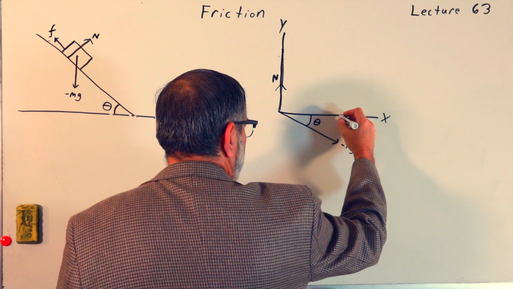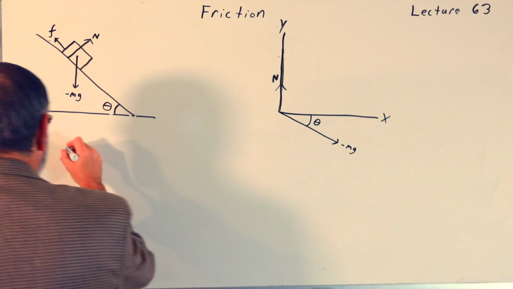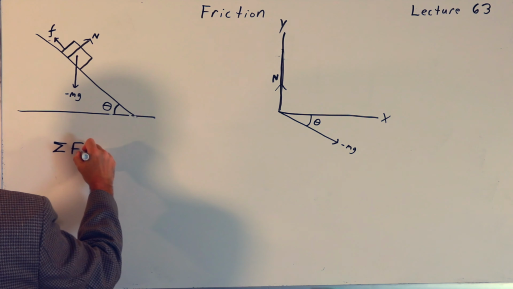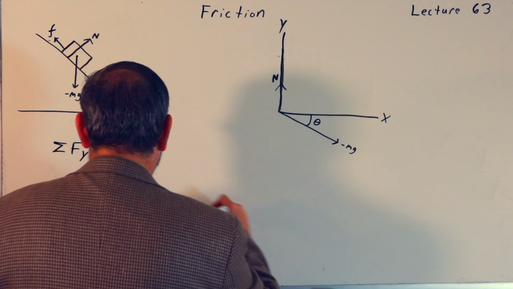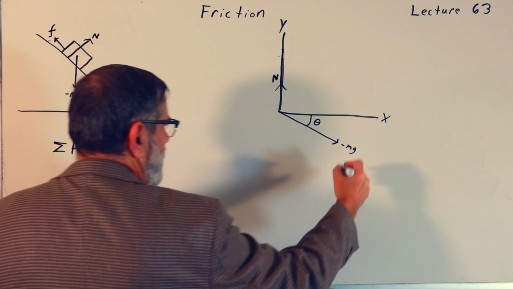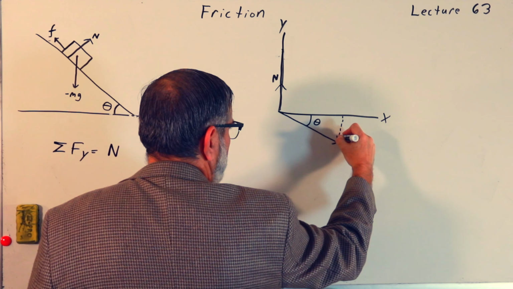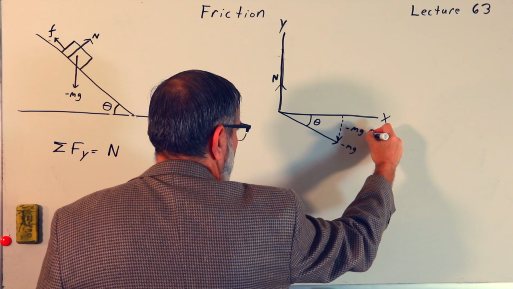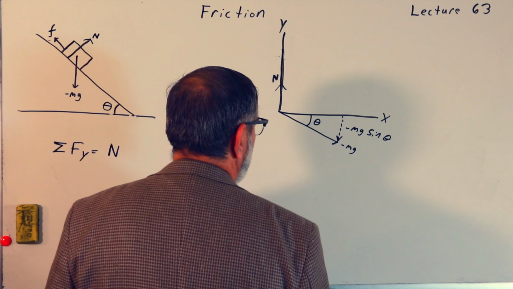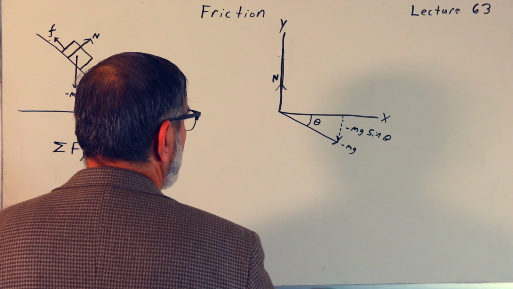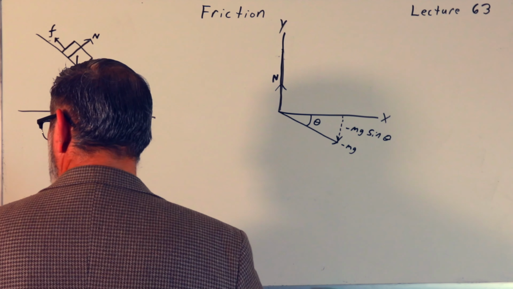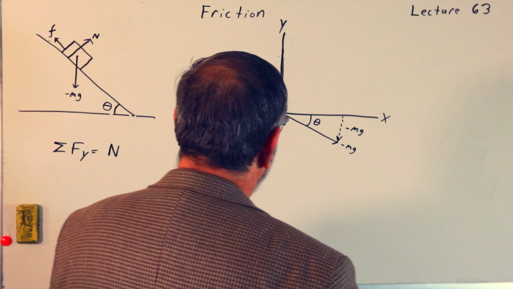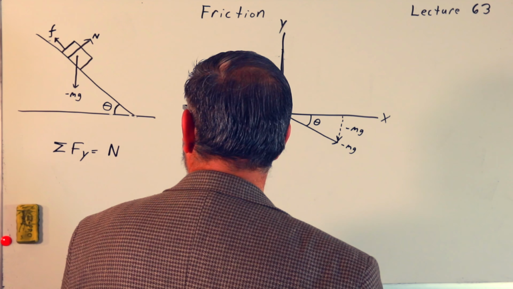Now we want to look at the components of force. So the sum of the forces in the y direction. Well, we've got the normal force, of course. But we also have this component of gravity right here, which is minus mg times the sine of theta. Did I mess something up? Yes, I did. I've made an error here somewhere. Let's see.